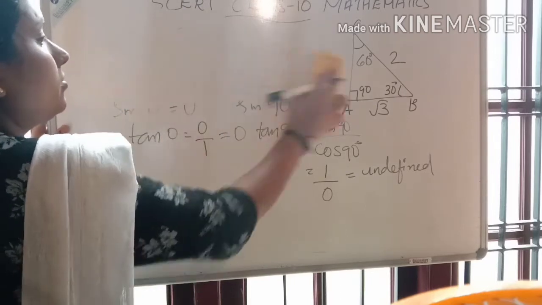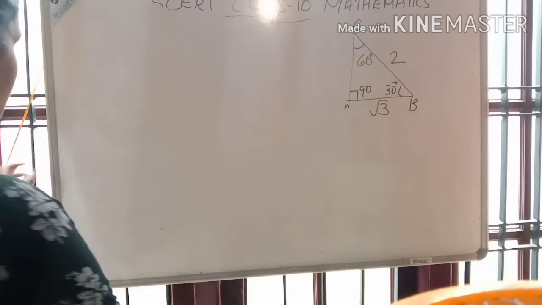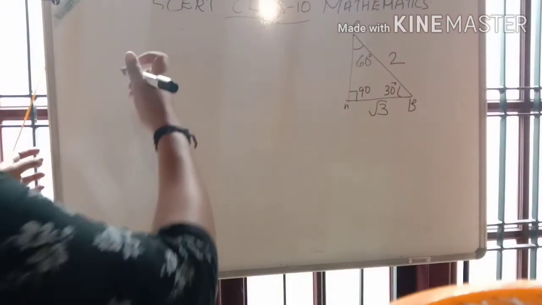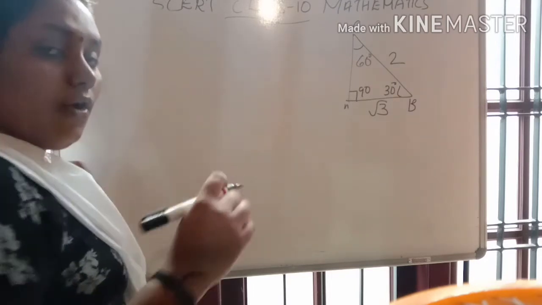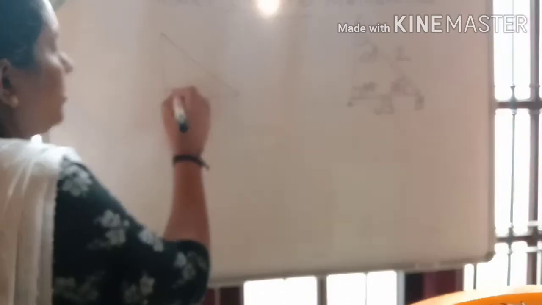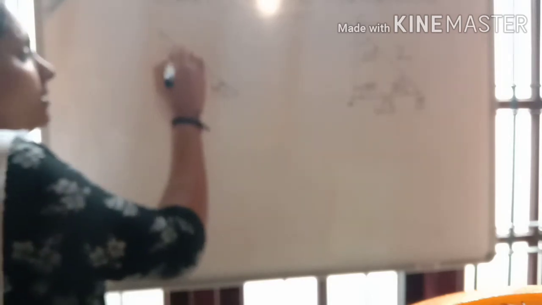Next, in case of 45 degree, see the triangle, this is 90 degree and this is 45. We know that if it is 90 degree, this will be 45 degree, since 180 minus (90 plus 45) gives 45 degree. So here, these two sides are 1. What will this side be?